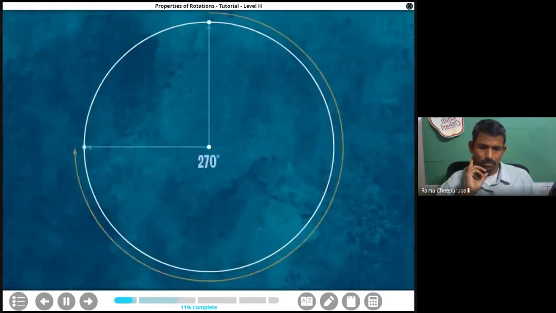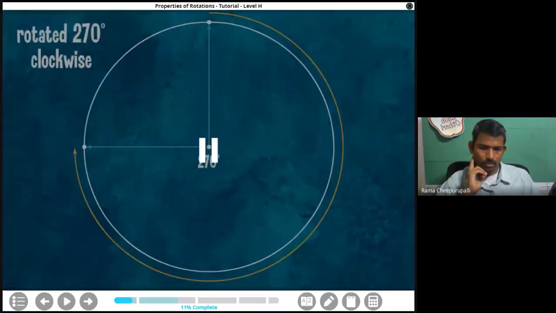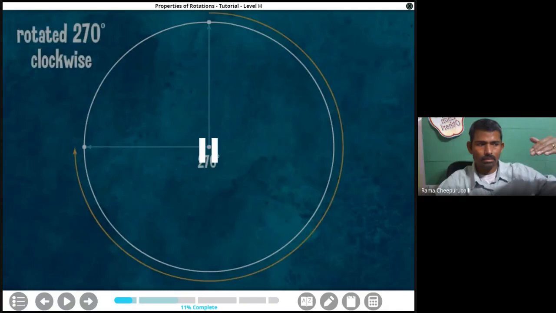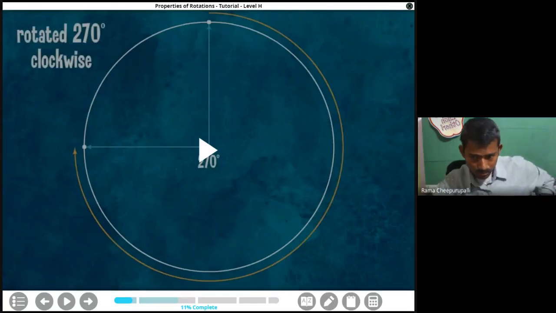A turn 3/4 of the way around the circle is 270 degrees. So 3/4 of a turn is 270 degrees. Basically, it's 90 plus 90 plus 90. So 90 plus 90 is 180, and 180 plus 90 is 270. Okay, that's how you get those numbers. So 3/4 of a turn or rotation is 270 degrees.